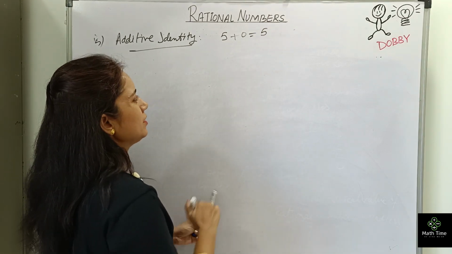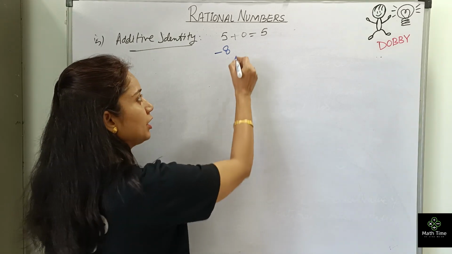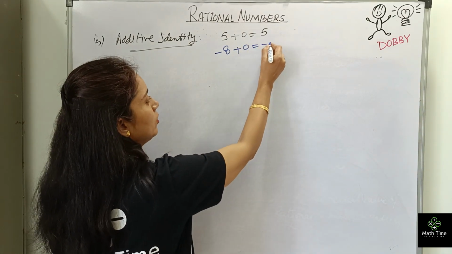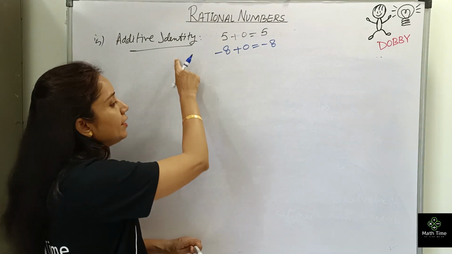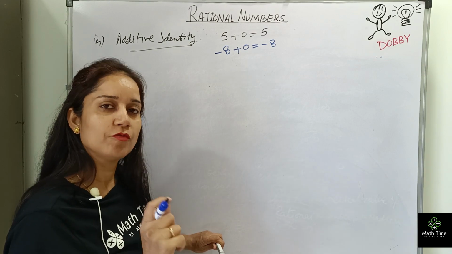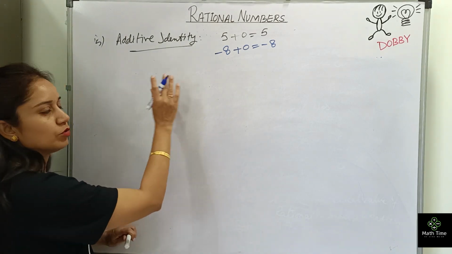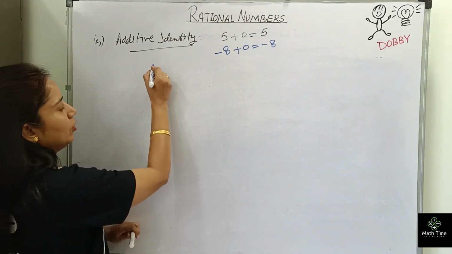सेम वेज लेट अस सी -8. -8 में क्या प्लस कर दें कि वो -8 ही रहे? 0. So it will remain -8 only. So 0 is the additive identity of a number. Same is the concept followed for rational numbers also. Same concept, only the integer be replaced by rational number.